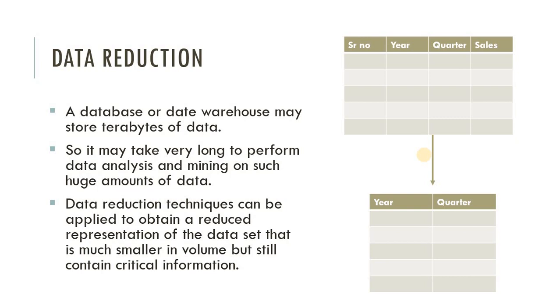and we'll create one new table that contains only 2 attributes, which are year and quarter. So rather than considering all the attributes, we are only considering the 2 values. So this is how we are reducing our data for our analysis purpose, so that we can quickly do our task. So that is data reduction.